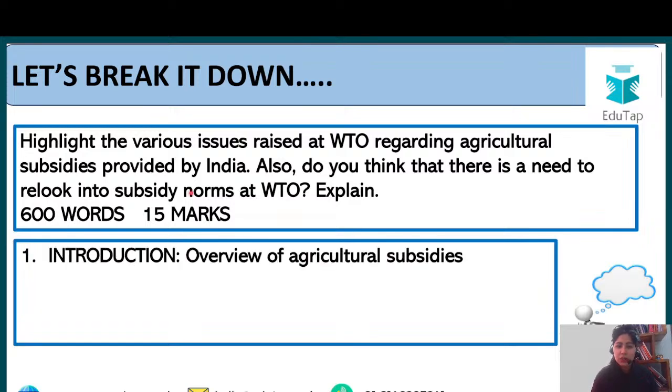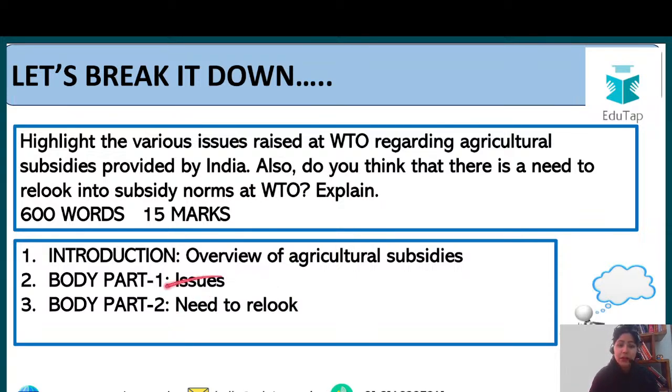So our introduction will contain overview of agricultural subsidies, so that we have given to the examiner the basic information that will be used in the body paragraphs or the next part of our answer to give clarity or to give some perspective. So now in the body part 1, we'll be talking about various issues that have been raised at WTO from time to time and why Indian food subsidy regime is being questioned from time to time.